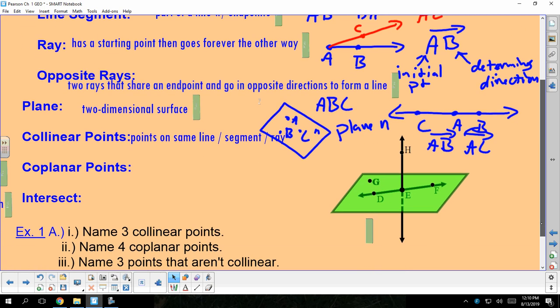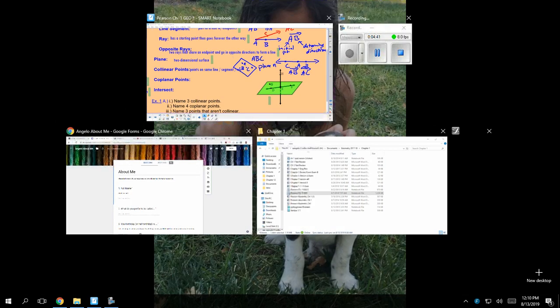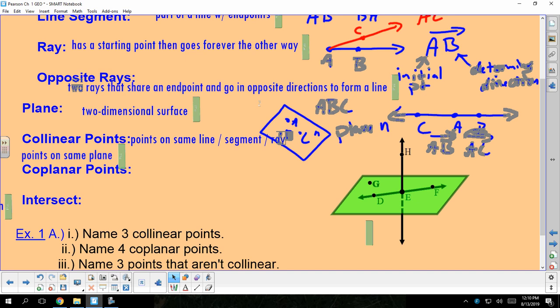Anyone have a guess what coplanar points are? Not points on opposite lines, but co and then plane. Points on the same plane. Collinear points are points on the same line. Coplanar points are points on the same plane.